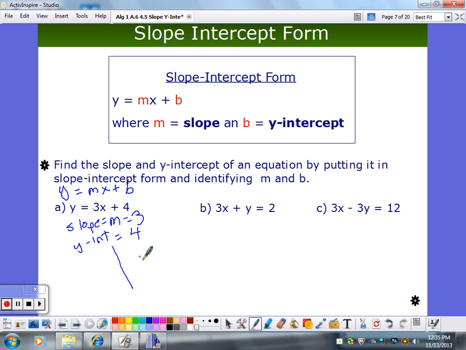So what does that mean? We don't know a lot about this yet, but I do know it's going to cross at y equals 4, or (0, 4), right? And it's got a positive slope of 3. Something like that. But right away I have a really good idea about what the graph looks like, just by finding the slope and the y-intercept. It's kind of cool. Now going over here, does this one look like y equals mx plus b?